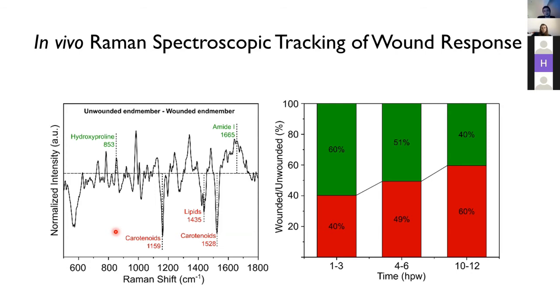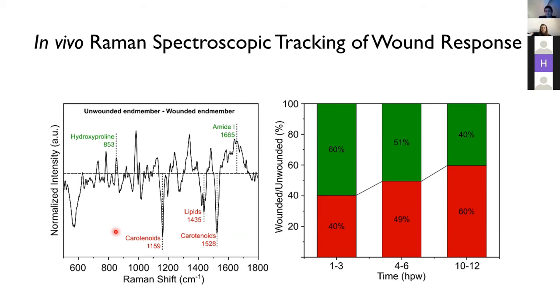We then tracked these 2 components over time and saw a slight increase in the wounded component as this experiment progressed. So again, this demonstrates how Raman spectroscopic imaging can be applied to living embryo samples and used to track biological processes over time and provide relevant biomolecular information. And this is also one of the applications that we are really interested in developing further.